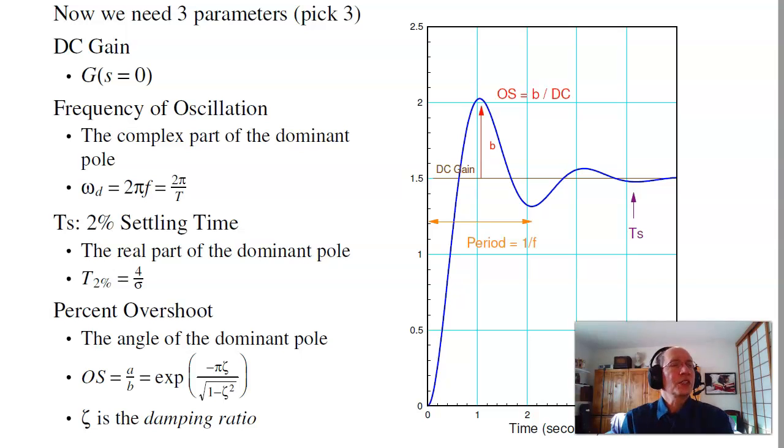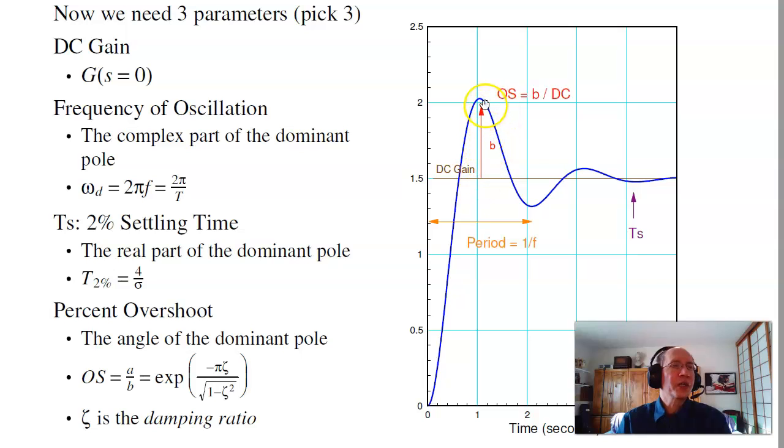So to determine how a system will behave when you have complex poles, I really need 3 parameters. One of them is the DC gain. That's G of S as S goes to 0. The other one can come from the frequency of oscillation. That's 2 pi over the period. Again, Hertz is English. Anything English is wrong. I've got to convert to radians per second. Omega d is radians per second. The settling time tells the real part of the pole. And the angle comes from the overshoot.